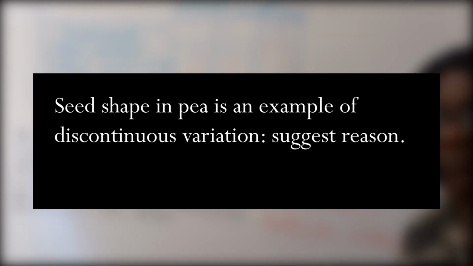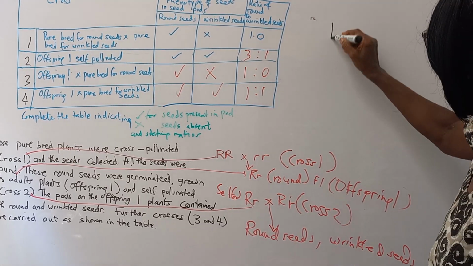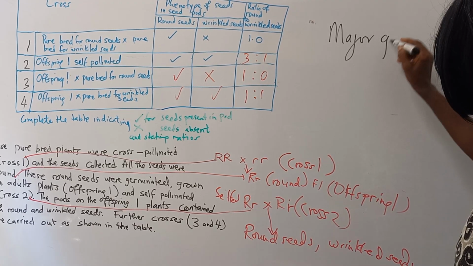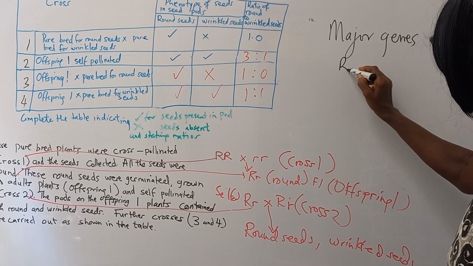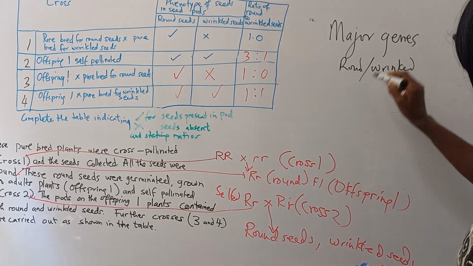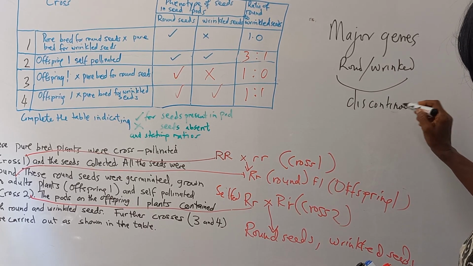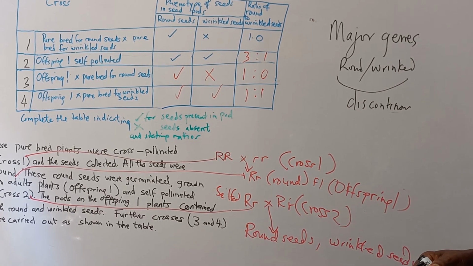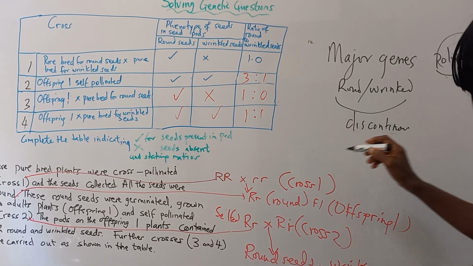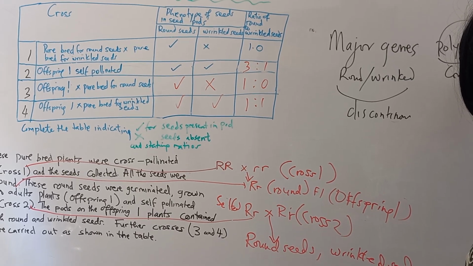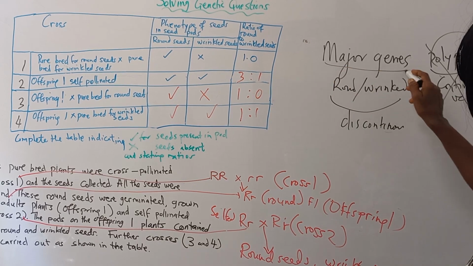The last question states that seed shape in pea is an example of discontinuous variation, suggest one reason. The reason is simple. Pea shape is determined by major genes. We will only have 2 forms, you have round or wrinkled. And this is discontinuous variation. If the pea seeds were determined by polygenes, that is many genes were involved, then it would have been continuous variation. But it's not. It's determined by major genes.